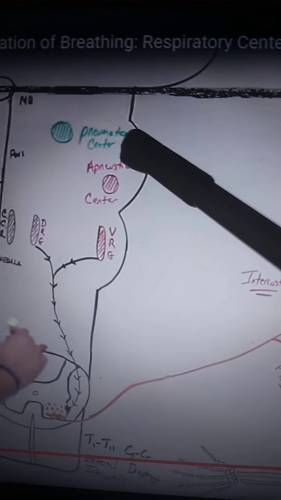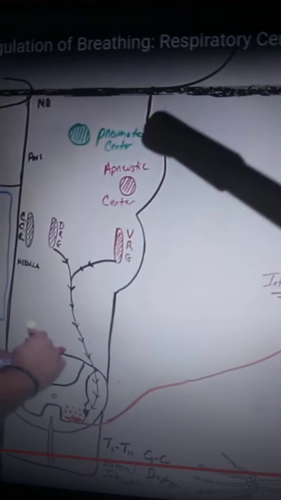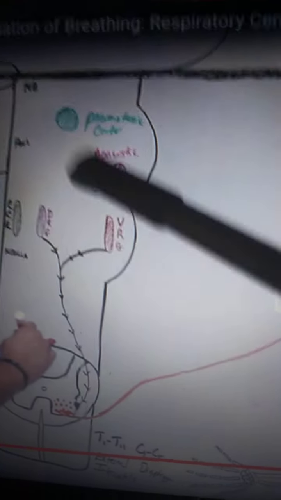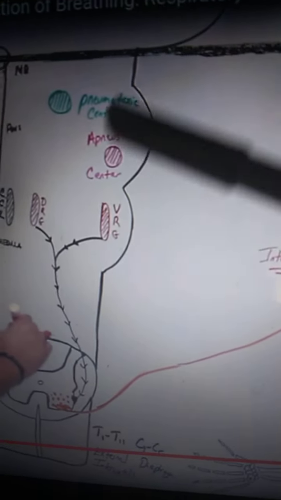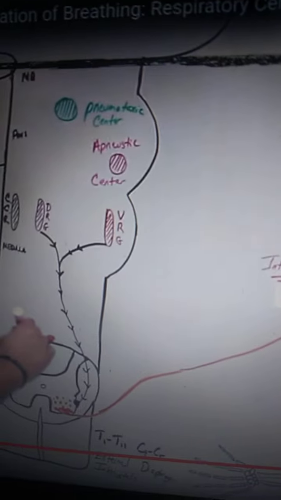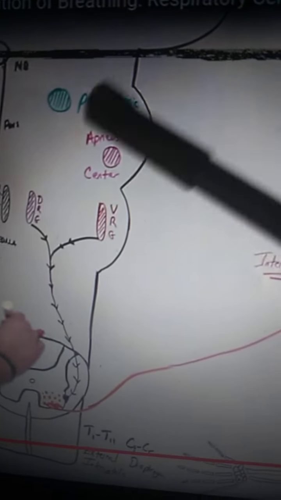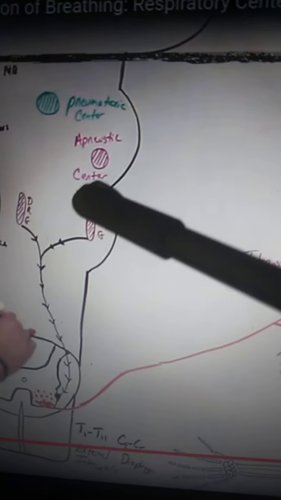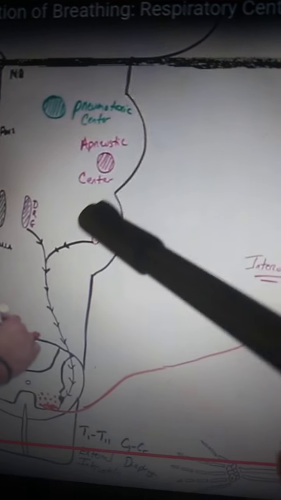Now, the function of the pneumotaxic center is that it allows the transition from inspiration to expiration. For example, if you're inspiring, you have to expire. The transition from inspiration to expiration is the pneumotaxic center. That is in the midbrain.